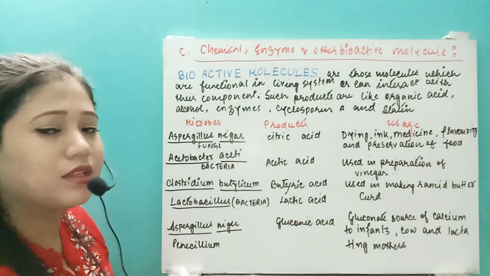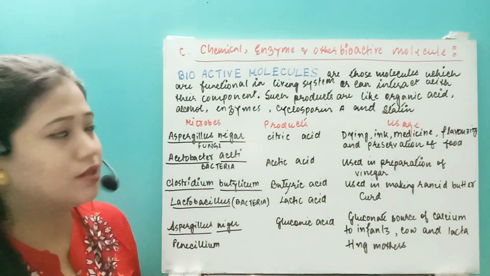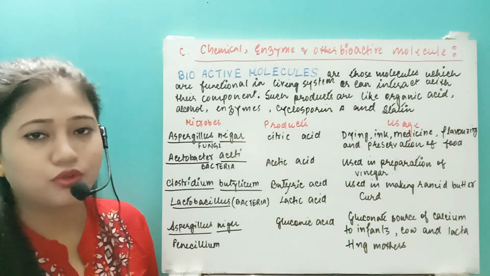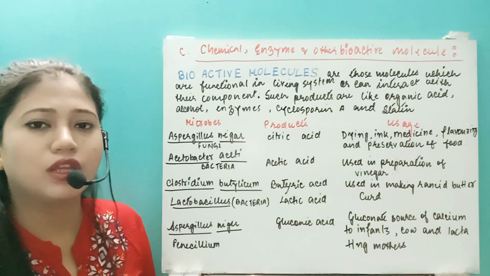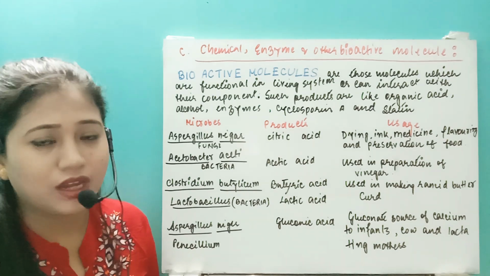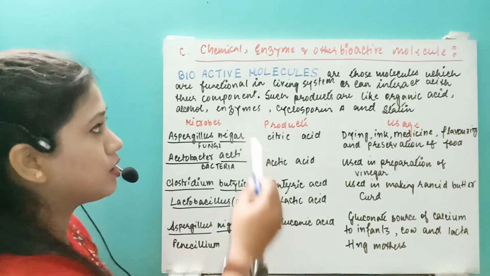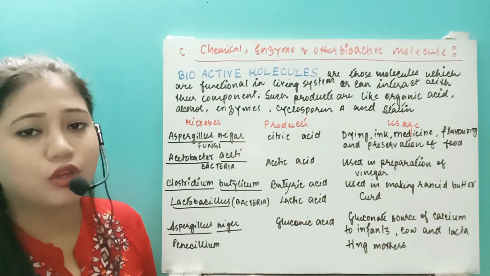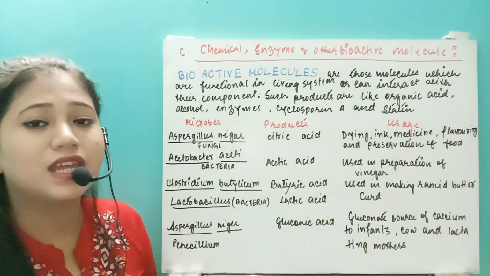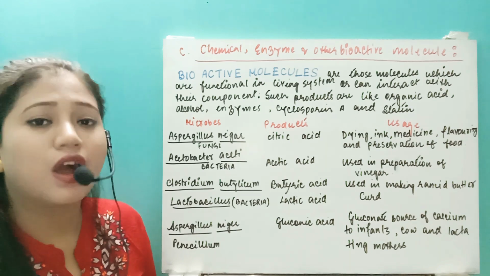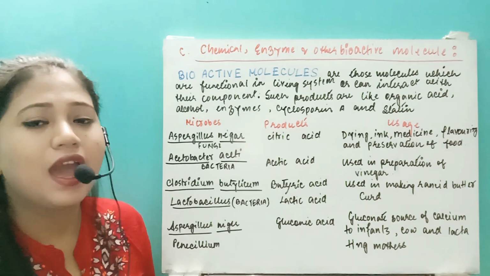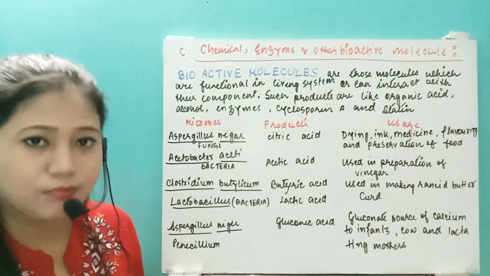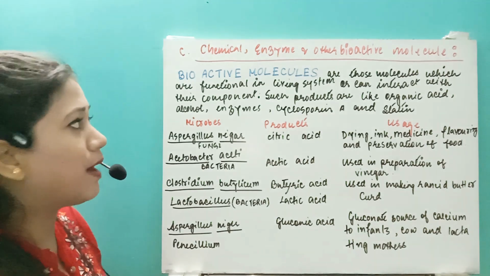First of all, chemicals are produced by the microorganisms. Then enzymes are also some of the chemicals, some type of proteinaceous or other biomolecules produced by the microorganisms. And bioactive molecule, this may come in your exam. What is a bioactive molecule? These molecules are active in the living system. They are functional in the living system. They interact with the living organism or the living products. They are known as bioactive molecules.